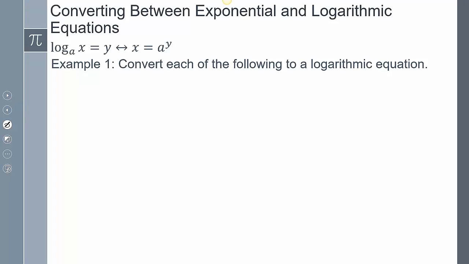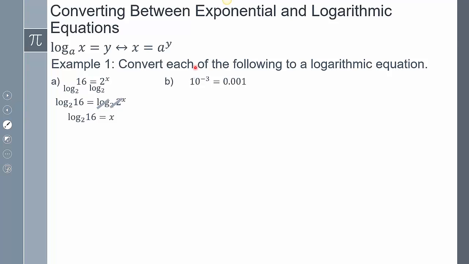So our first example here says convert each of the following to a logarithmic equation. So our first one, to turn it into a log, well, I have to get rid of this base, so I can take log base 2 to both sides. Now doing that, this becomes log base 2 of 16 equals log base 2 of 2 to the x. Those cancel out, and so I get log base 2 of 16 equals x. This is now in logarithmic form.